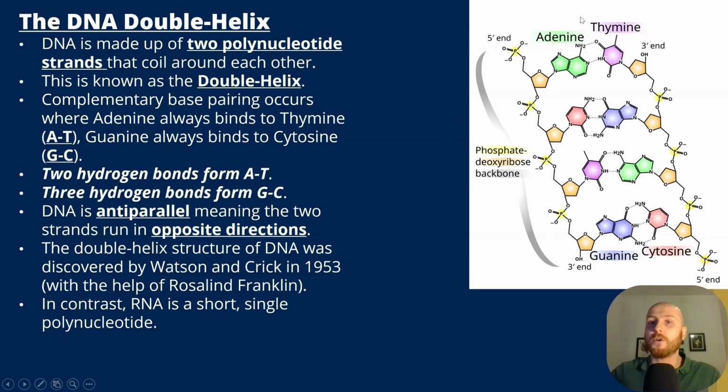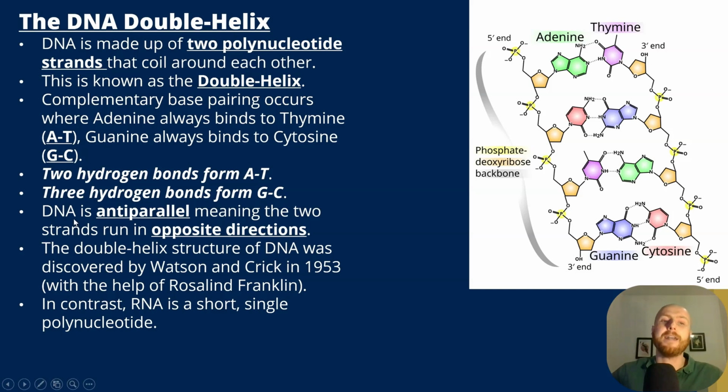So let's have another little look at the diagram on the right-hand side. Well, at the top, we can see adenine and thymine. And we've got 2 dotted lines there between those nucleotides representing the 2 hydrogen bonds. Now, if we look at the bottom of this diagram, we can see we've got guanine and cytosine, and between them, we've got 3 dotted lines representing 3 hydrogen bonds. So that's what we mean where adenine always binds to thymine and it has 2 hydrogen bonds, guanine always binds to cytosine and it has 3 hydrogen bonds.